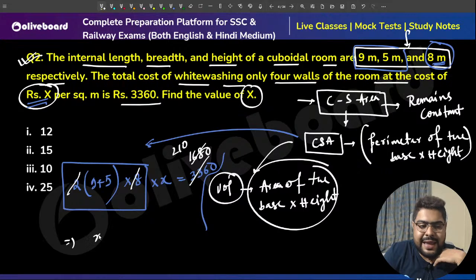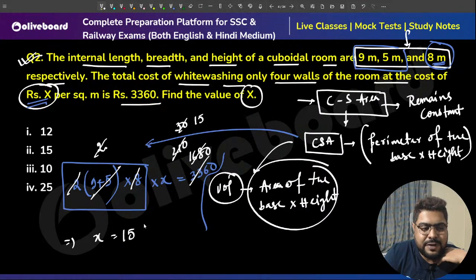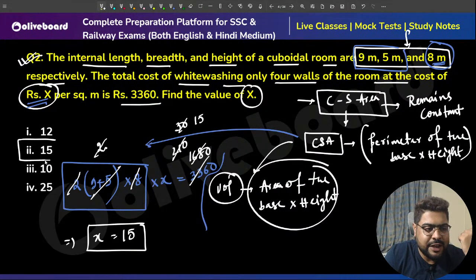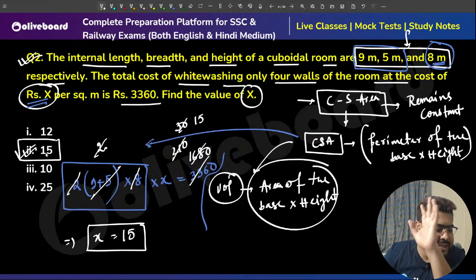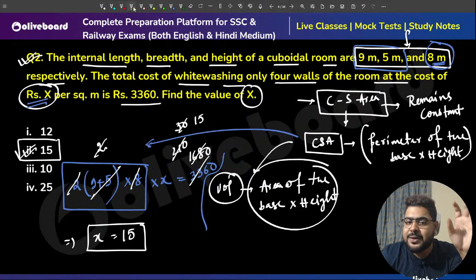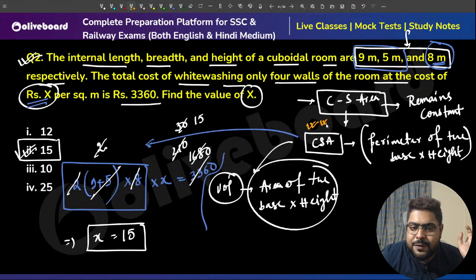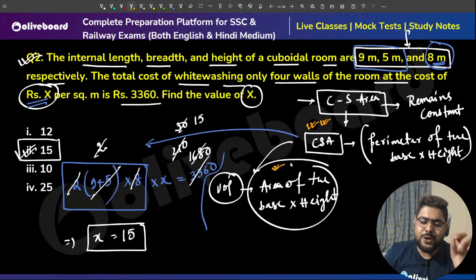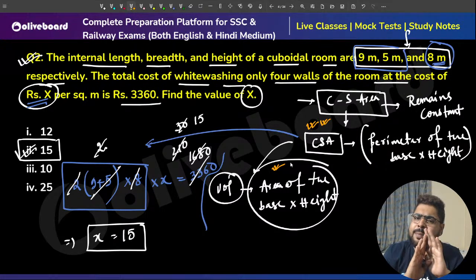Again, X is equal to, so this is 14. 14, 7 2s are 14, this is 30. This is 15. X value is 15. Directly we can say from this equation, option number 2 is our correct answer. But rather than this one question only, please remember this if you don't know this already. It will help you tremendously.